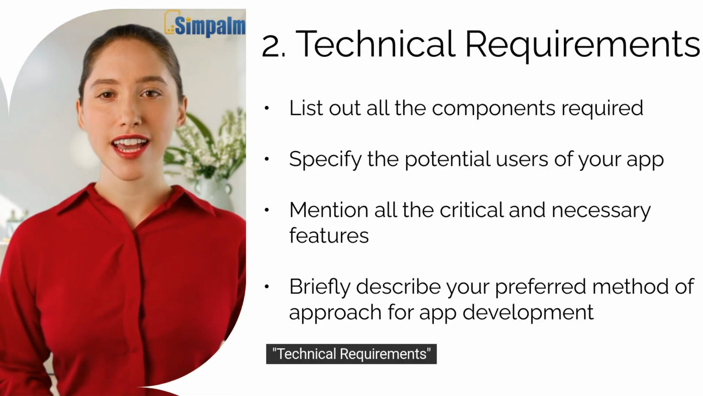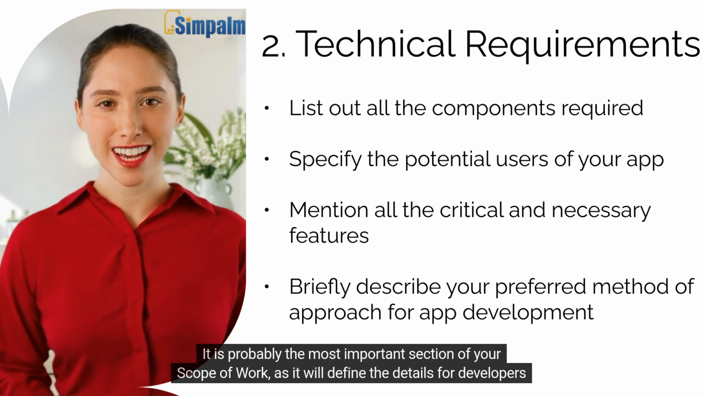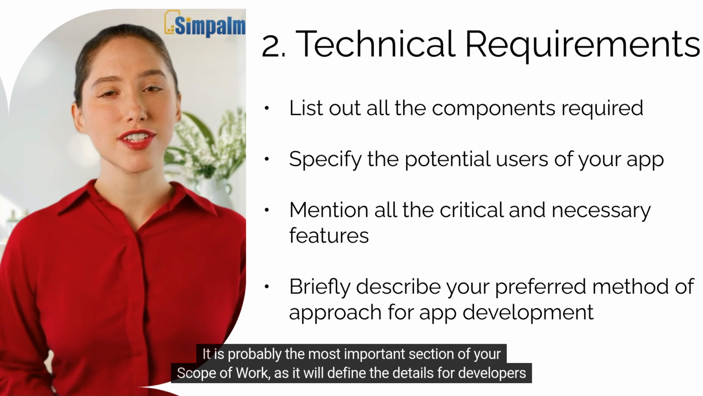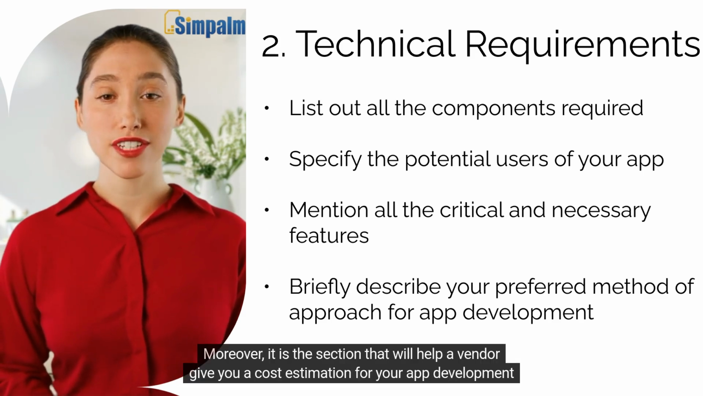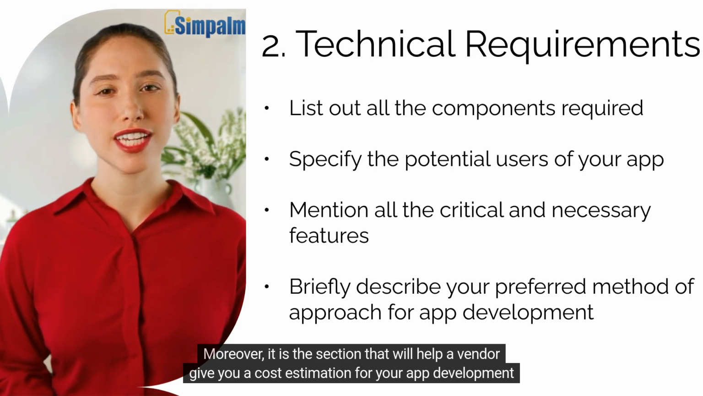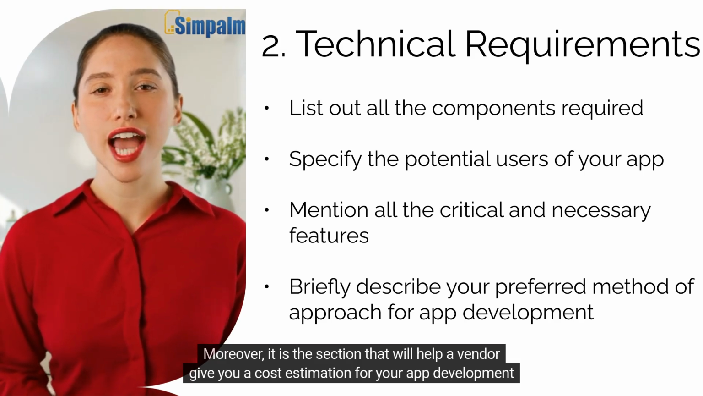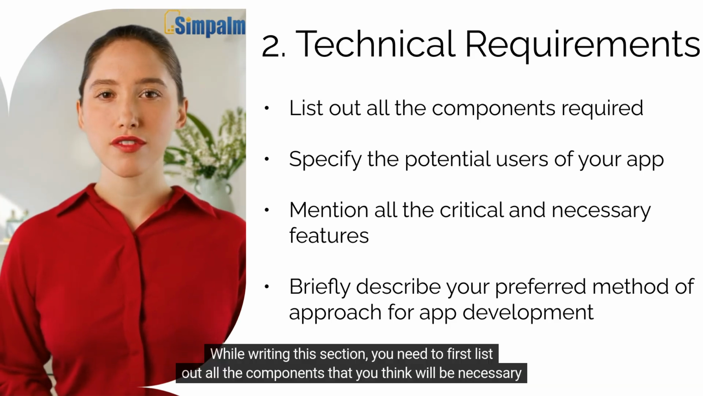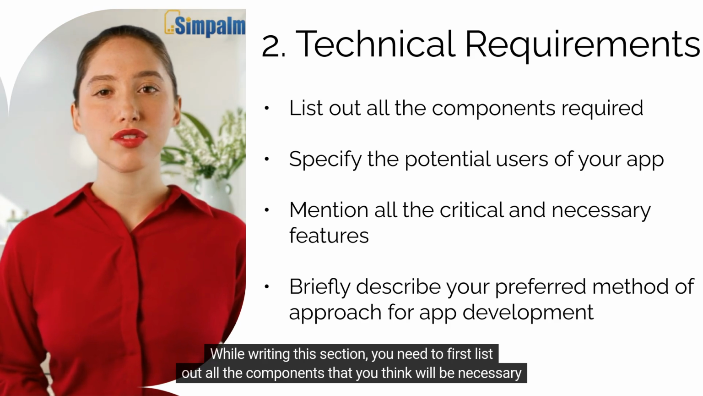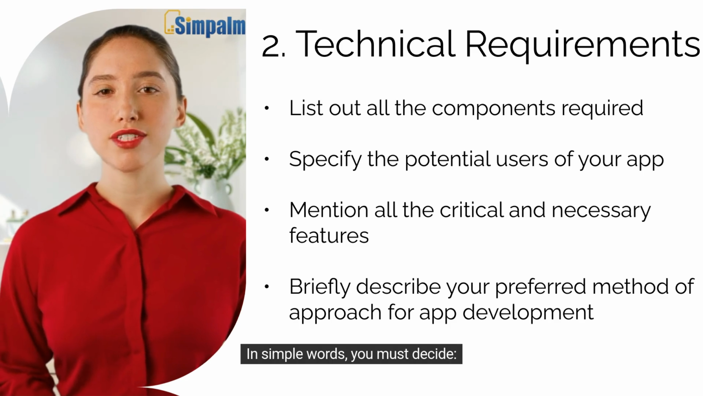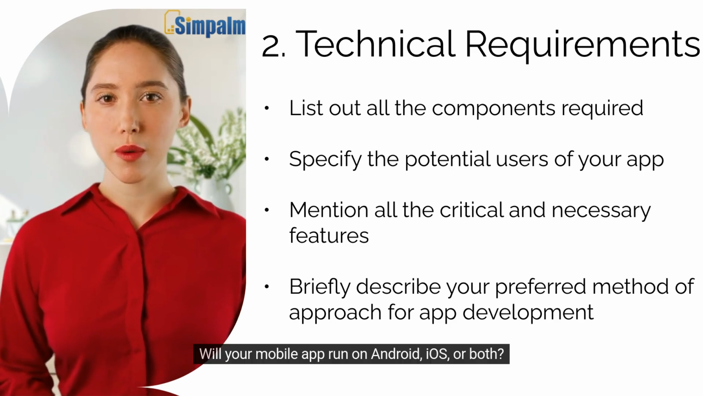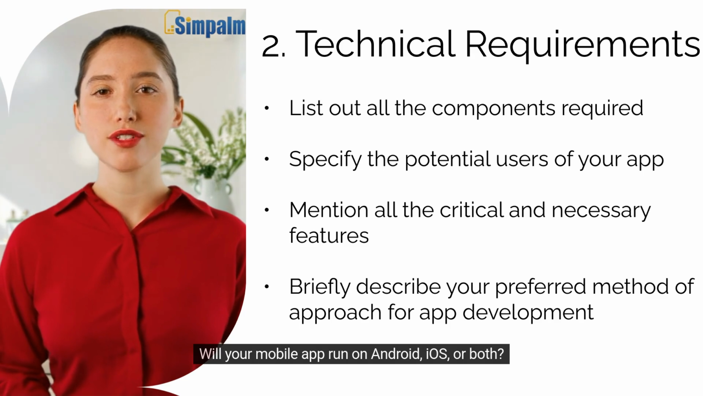Technical requirements. It is probably the most important section of your scope of work, as it will define the details for developers to build your mobile application. Moreover, it is the section that will help a vendor give you a cost estimation for your app development project. While writing this section, you need to first list out all the components that you think will be necessary for crafting your mobile app. In simple words, you must decide: will your mobile app run on Android, iOS, or both?